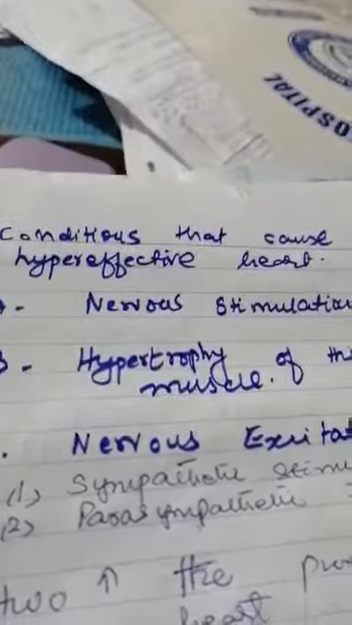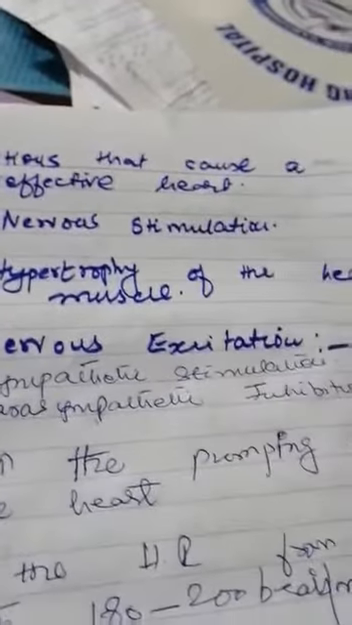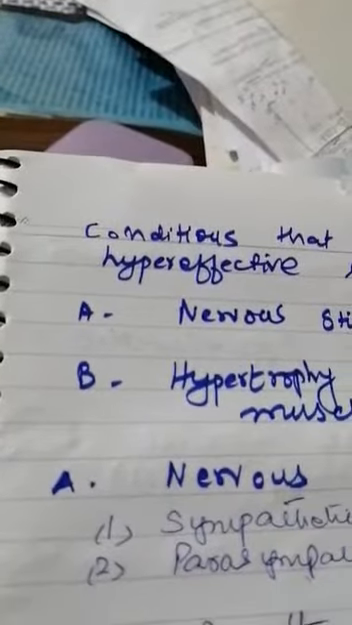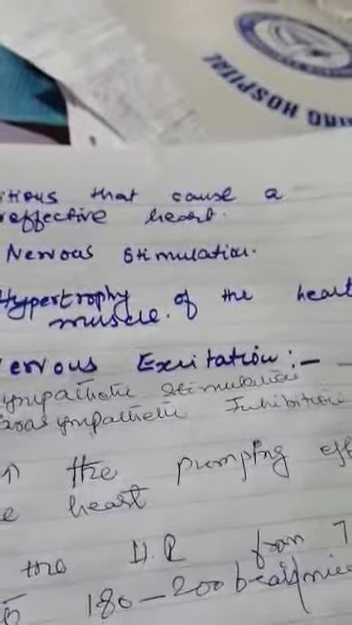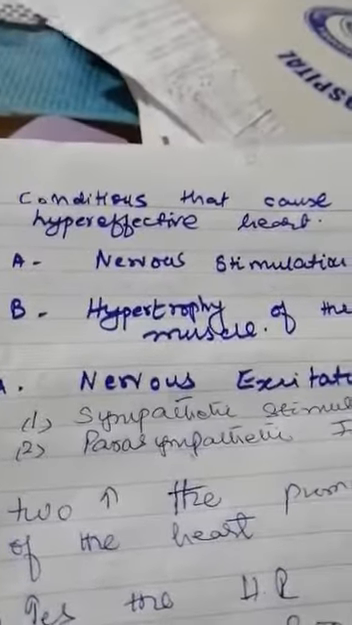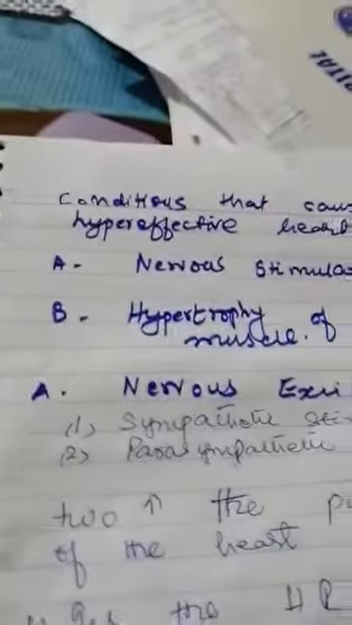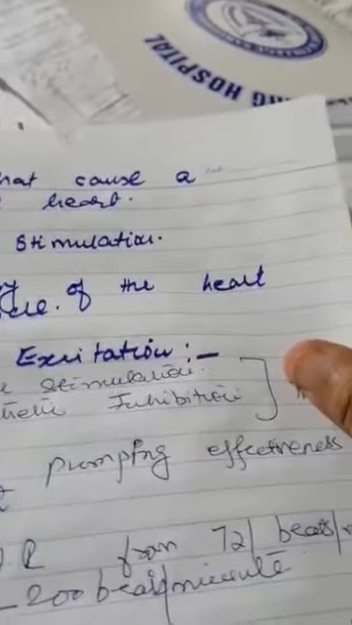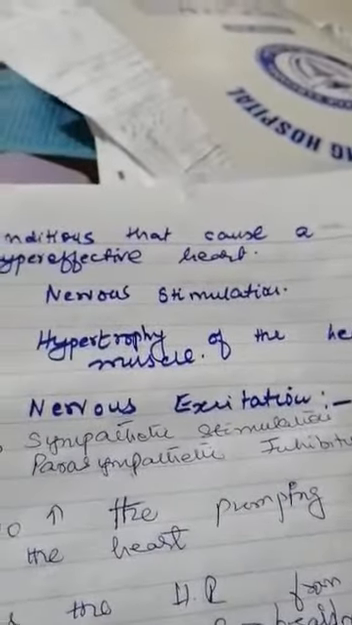Acha ji, now we come to the next university question regarding cardiac output: conditions that cause a hyper effective heart. This means the conditions which cause increasing cardiac output. So pehle hum dekhte hain what are the conditions that cause a hyper effective heart. Number one is nervous stimulation, and two is hypertrophy of the heart muscle.